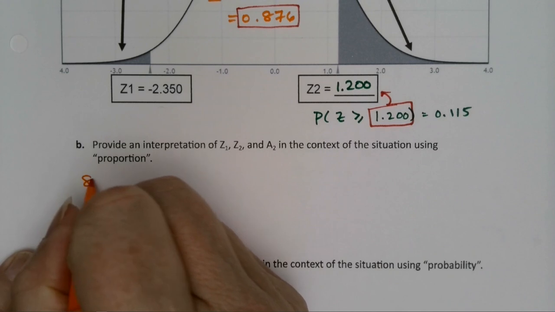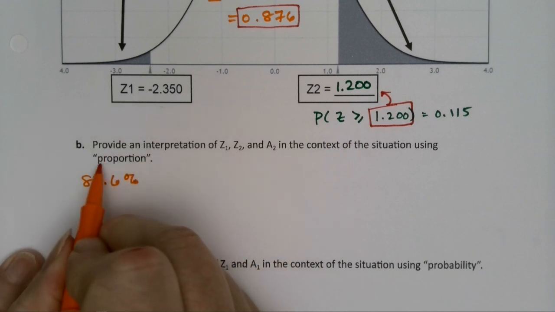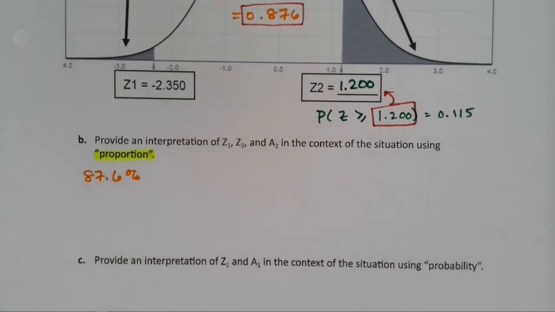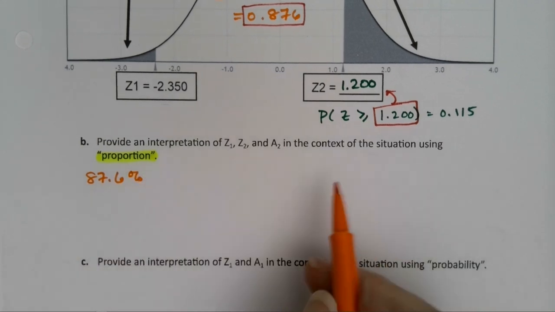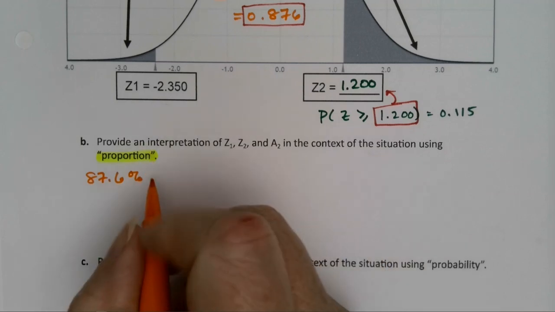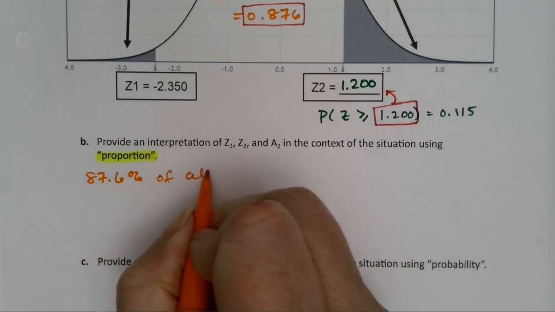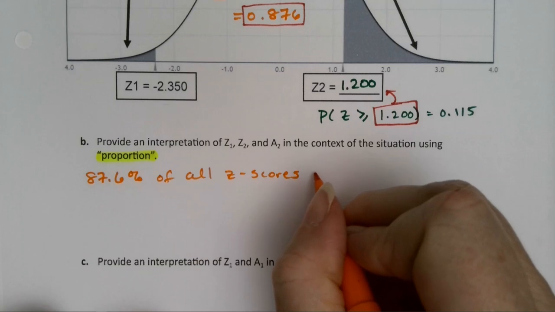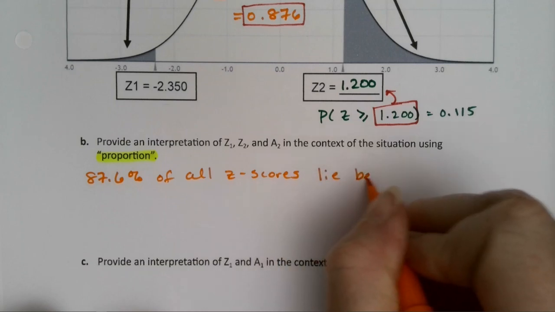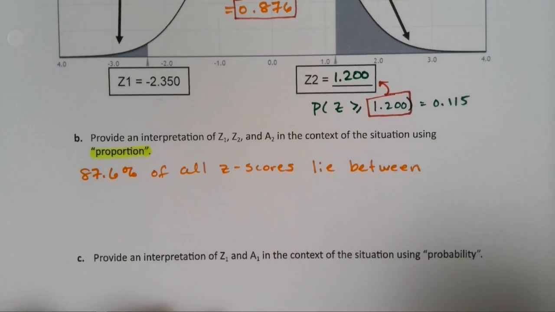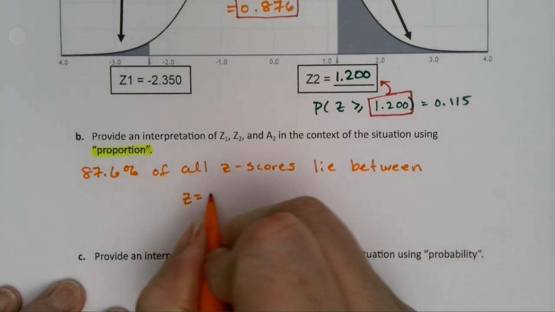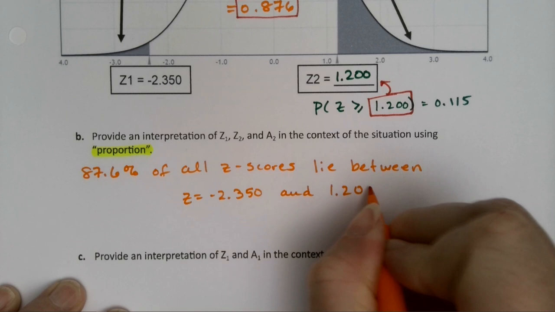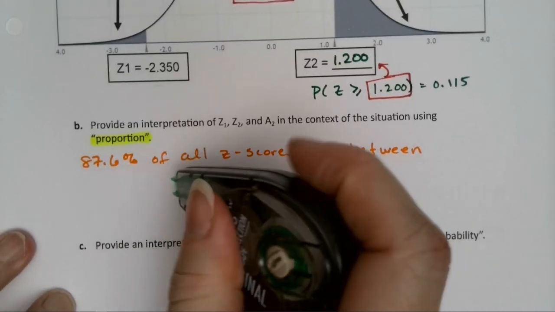So we would say 87.6%, because I'm doing this as a proportion. So we always start off the proportion ones by writing the area as a percentage. So 87.6%, there's not really a context for this. It's just z-scores. So of all z-scores, fall between or lie between negative 2.350, and actually I don't have to write z equals. I could just say, right, because we said they were z-scores.